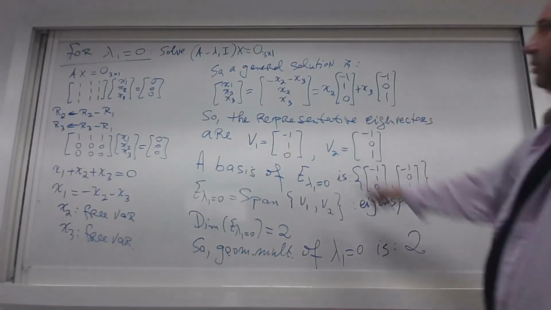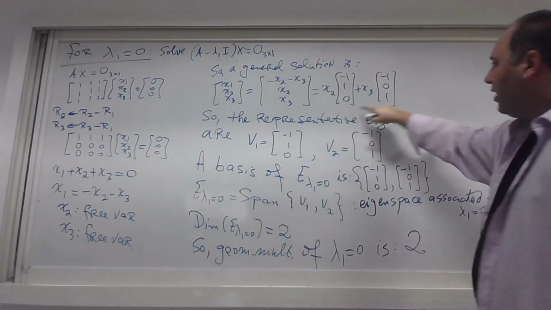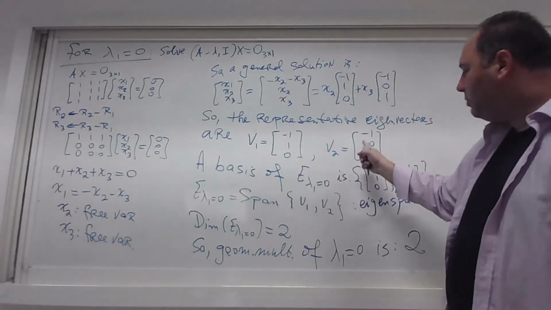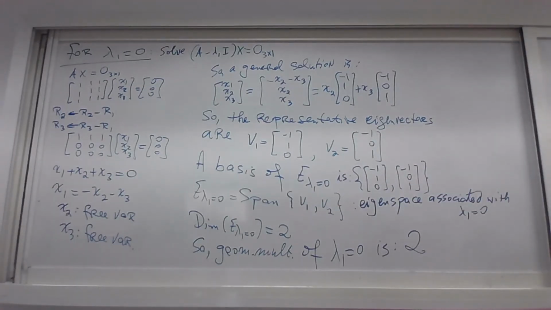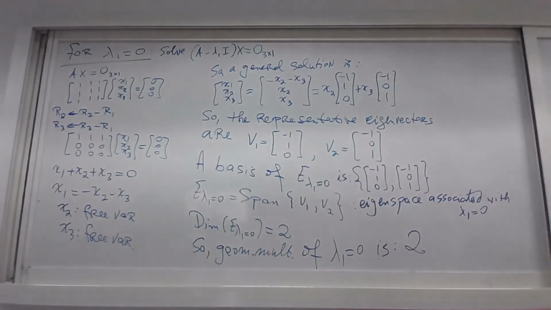So that's why it is super important to solve the homogeneous system correctly, factor it properly, and then you get your representative eigenvectors. These two vectors are linearly independent because they are not scalar multiples of each other, obviously. So these vectors form a basis for the eigenspace associated with the eigenvalue 0. Good.